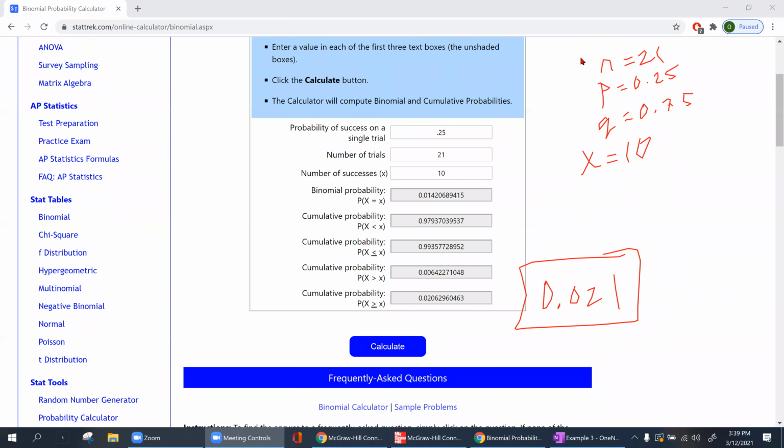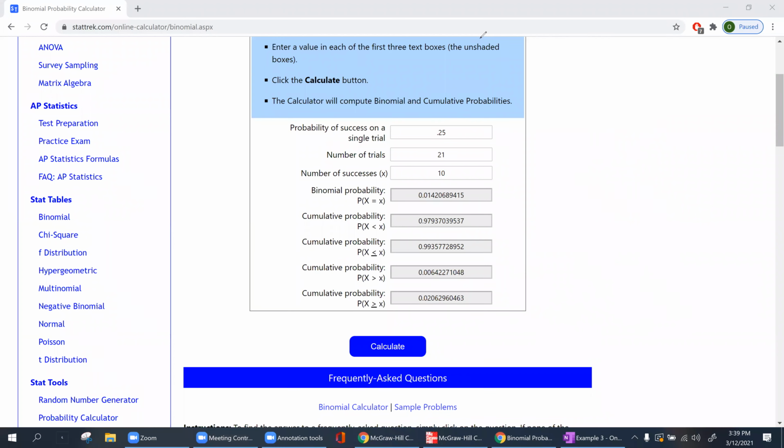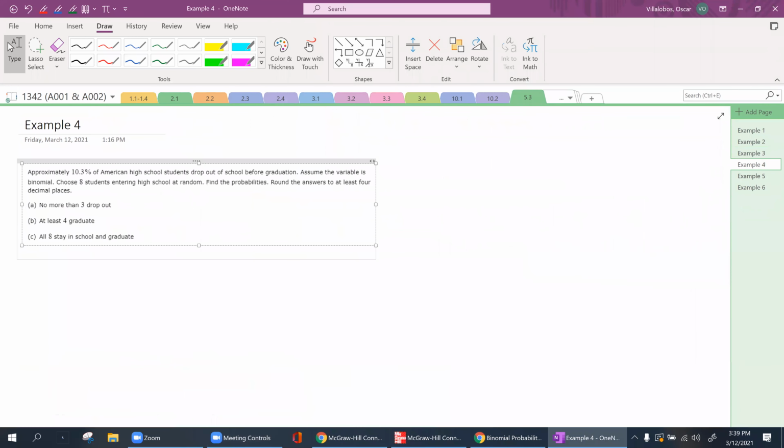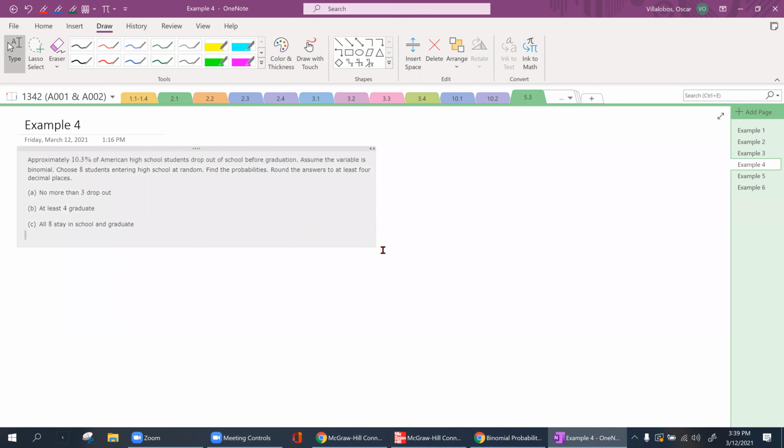Let's go ahead and clear this board. Okay, let's move on to the next problem. All right, this is going to be example 4.